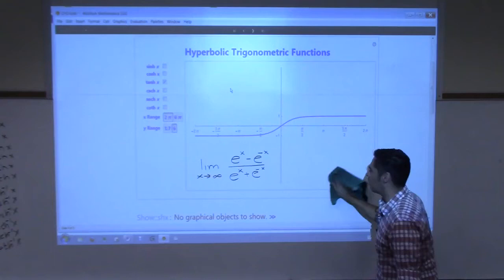You ready for sine hyperbolic? Think it's going to look like a sine function? Not even close. Look. What? That's your hyperbolic sine function. Does not look like a wave like the sine function does, right?